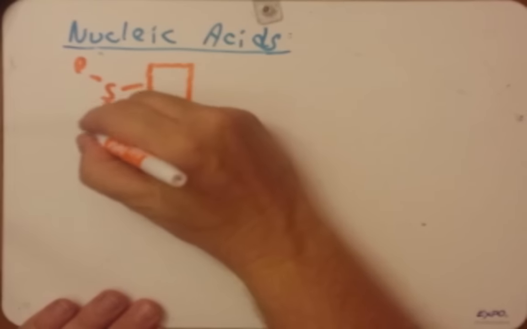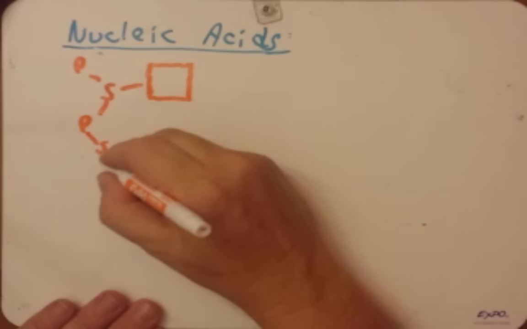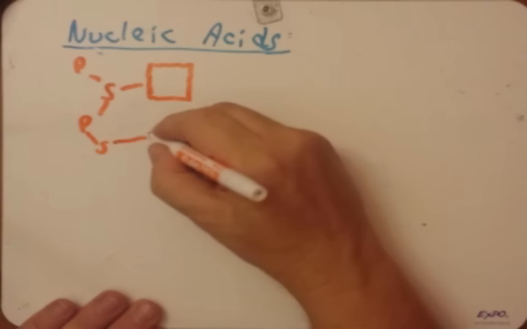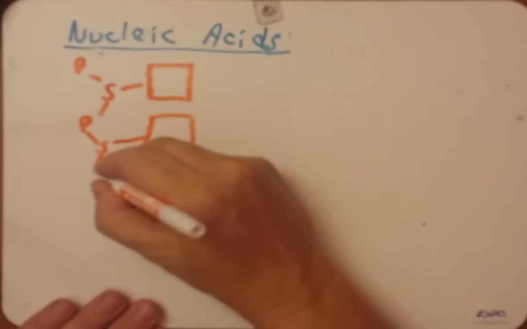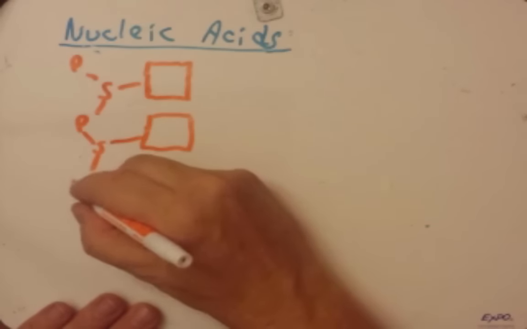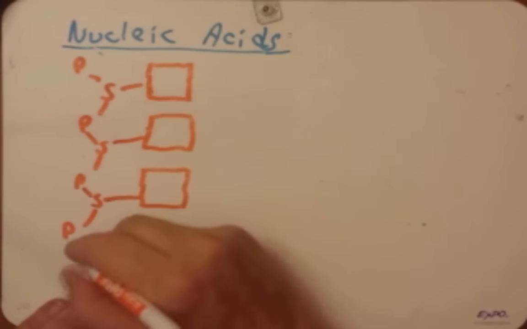And then this sugar connects with a phosphate to the sugar, and then to the next base, and then it connects to the phosphate of the next nucleotide. And we'll just draw one more.